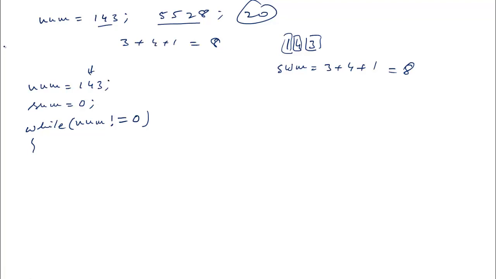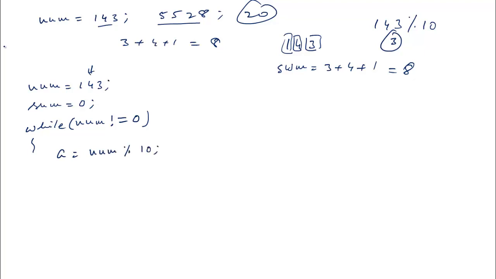So how will I do that? Obviously a remainder will be there, so how will I take this number? I have to do 13 percentage 10 here. When you divide with percentage 10, the remainder will be 3, because percentage gives you the remainder. So here I'll take a variable and give num percentage 10.